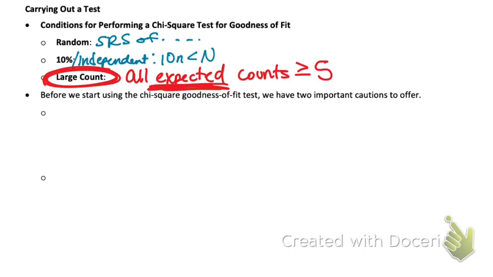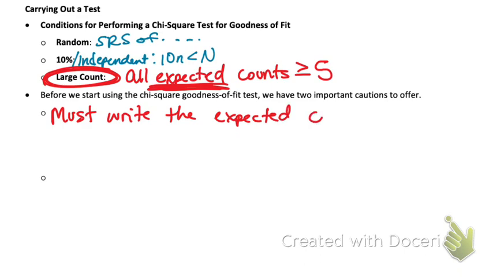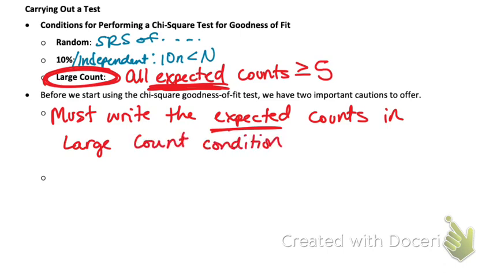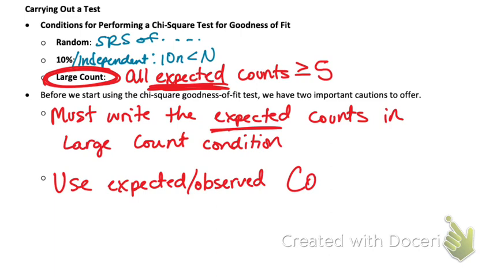Hey, ladies and gentlemen, check this out. Before we do a chi-square goodness of fit test, we have 2 important cautions. You must write the expected counts in the large count condition. Okay, here's the other one. Use expected and observed counts, not percent.